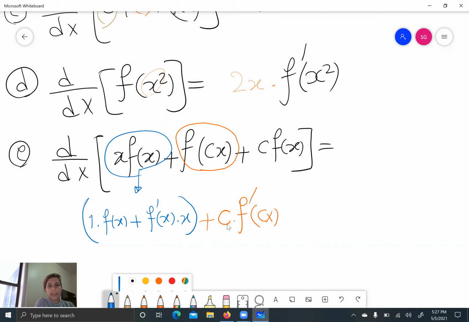And finally, plus, this one is c constant multiplied by f of x. So we just carry the constant and we take the derivative of f of x, which is f prime of x.